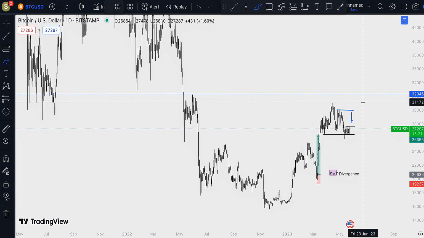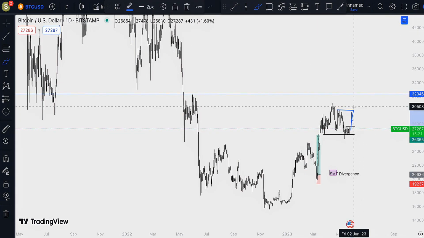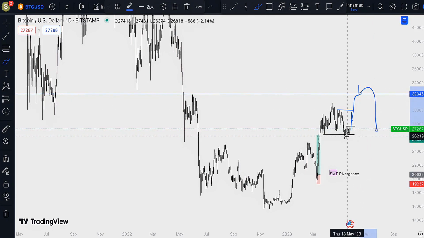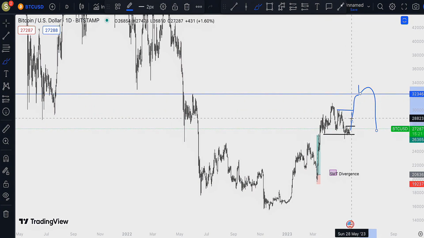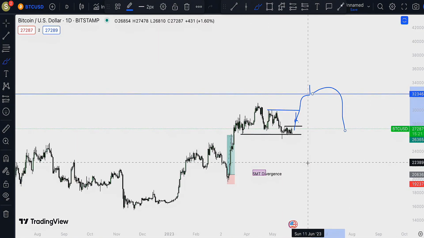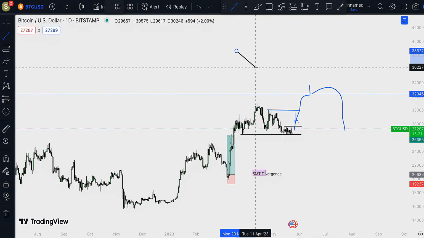When Bitcoin sweeps these highs and you get an SMT divergence, a bearish SMT divergence, then you can enter into your shorts towards these swing lows. Okay, so right now we got an SMT divergence which is bullish, and it's going to come towards these levels. Okay, you're going to go level to level, but I'm expecting 32.4k. This was all about the order block and SMT trading strategy.